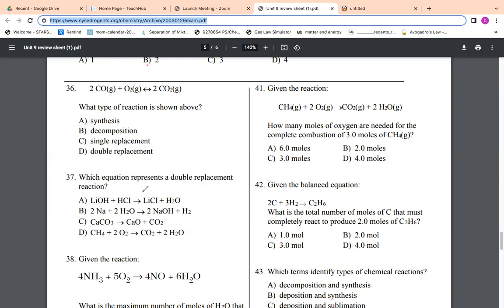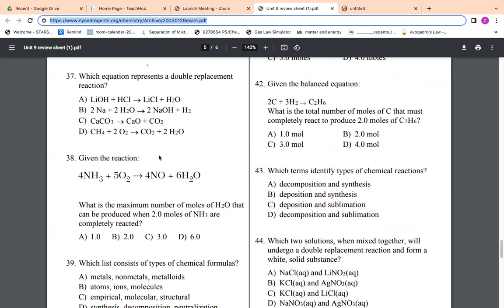Okay. If you look at the other ones, this looks like a single replacement reaction, C looks like a decomposition, and D looks like a combustion reaction. Okay, so yes, we would want to go with choice A.